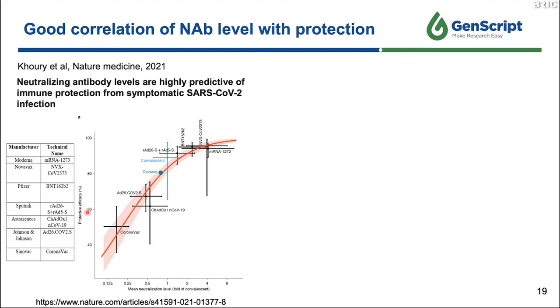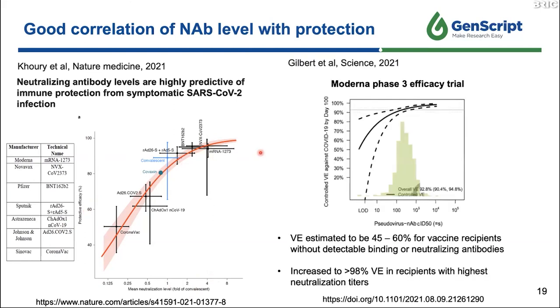In the Moderna phase 3 efficacy trial, it is also reported that the level of neutralizing antibody is positively correlated with vaccine efficacy. Some key messages from this trial are that the vaccine efficacy is estimated to be 45 to 60% for vaccine recipients who don't develop any antibodies. And the vaccine efficacy can increase to more than 98% in recipients with the highest neutralization titers.